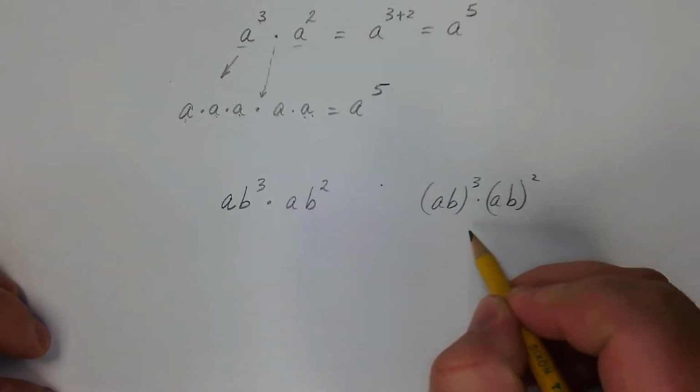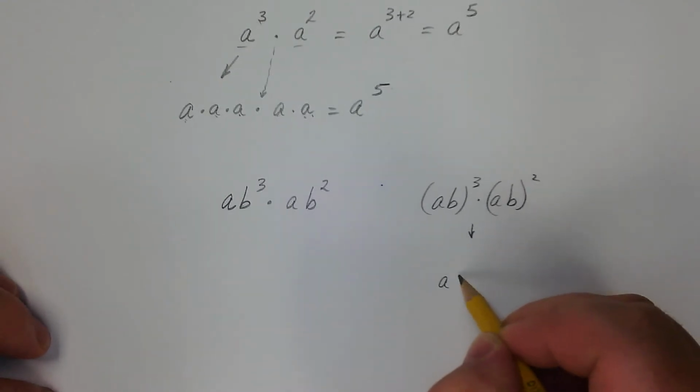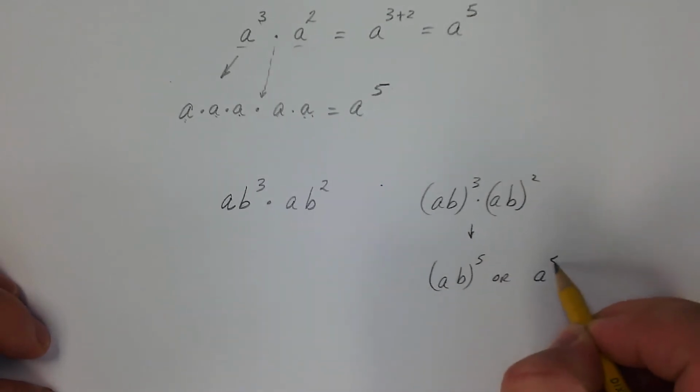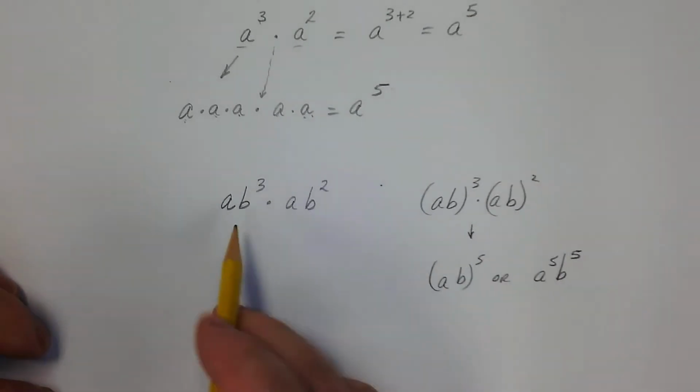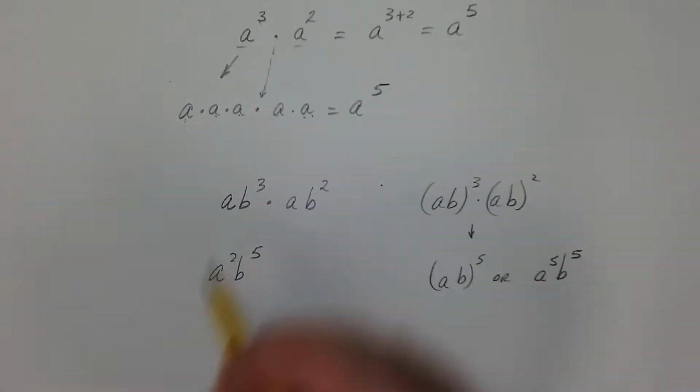See, look, here's what this one is. This one right here is going to be a to the fifth, b to the fifth. But this one is not. This one's a squared b to the fifth. Not the same at all.